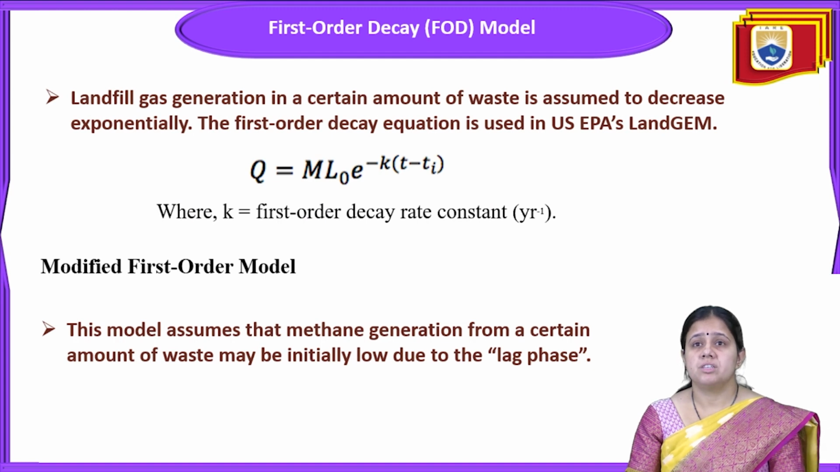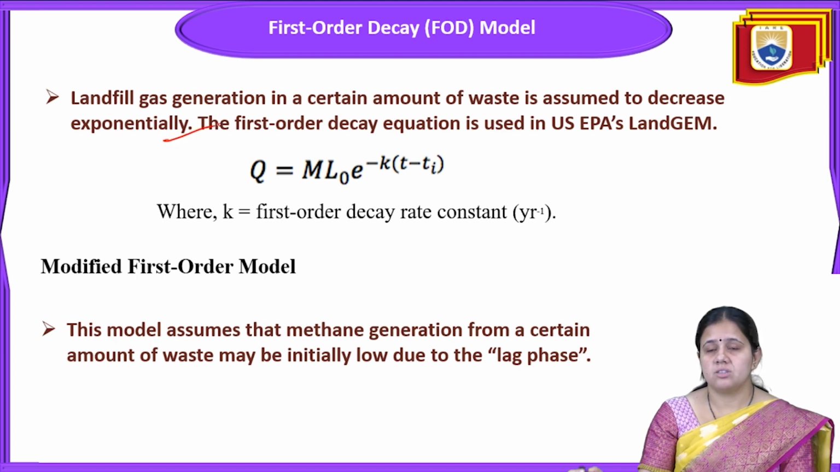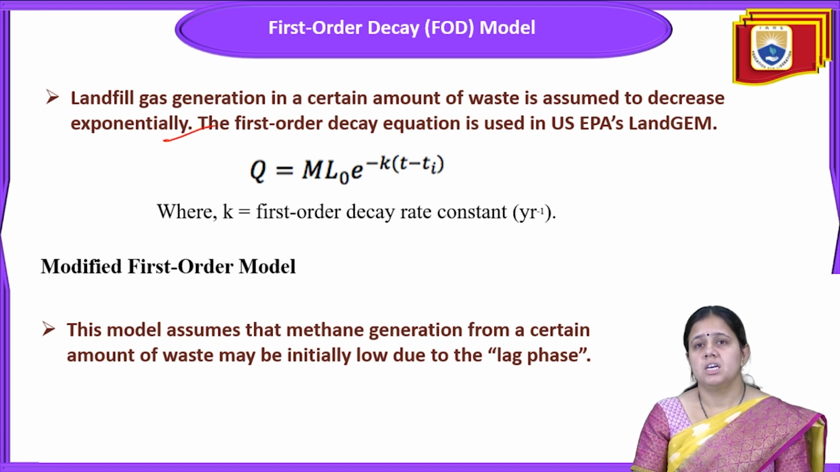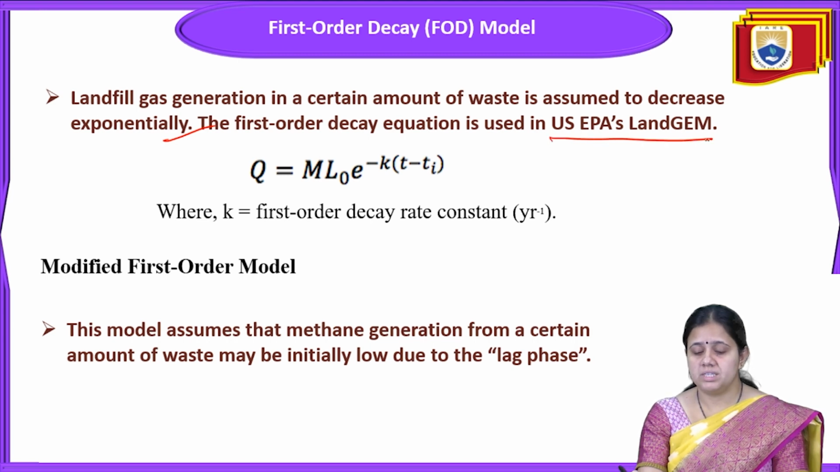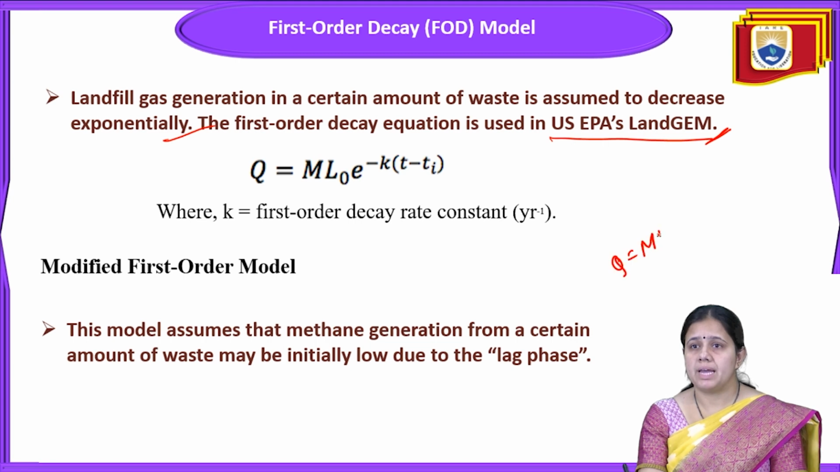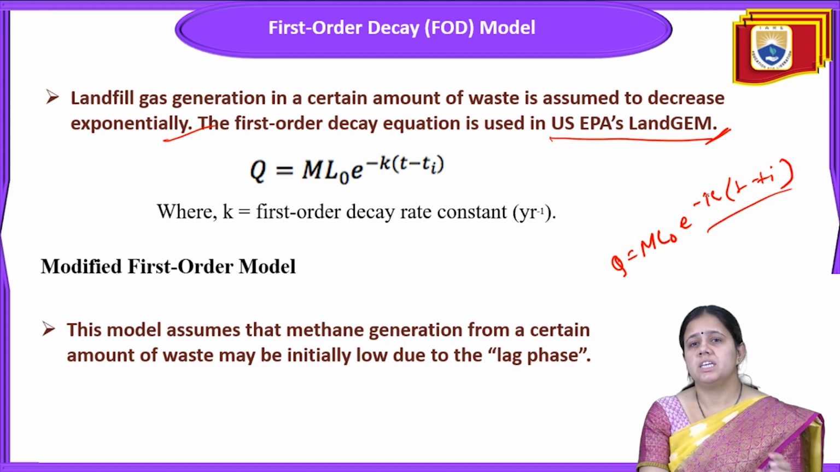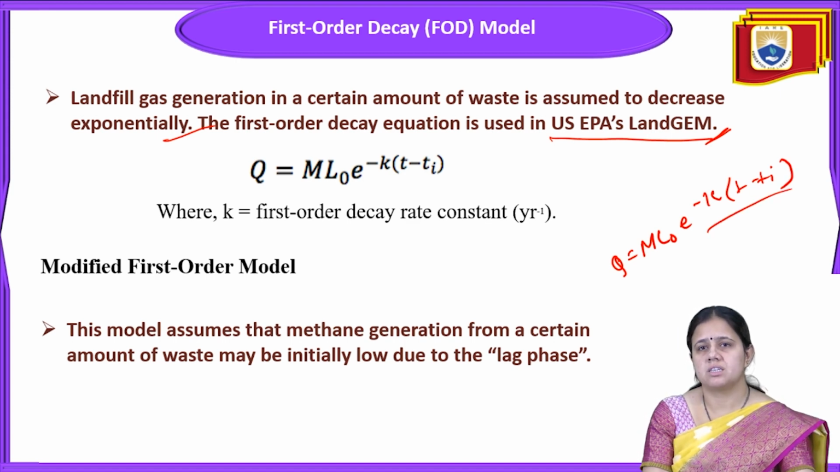Next is the first order decay model. In this model, the landfill gas generation from a certain amount of waste is assumed to decrease exponentially. The first order decay equation is used in US EPA LandGEM: Q is equal to M L naught e to the power K (t minus Ti), where K is the first order decay rate constant. We already discussed this.